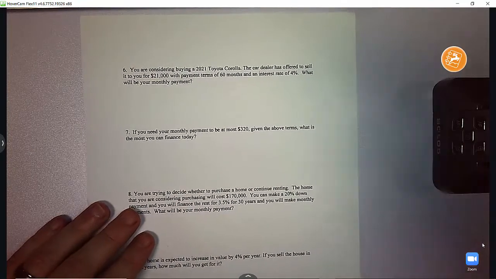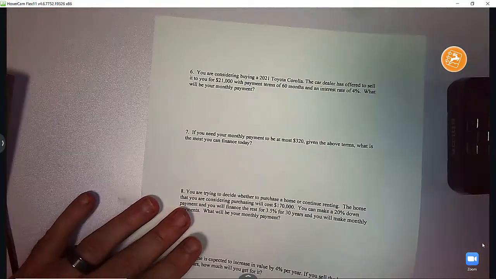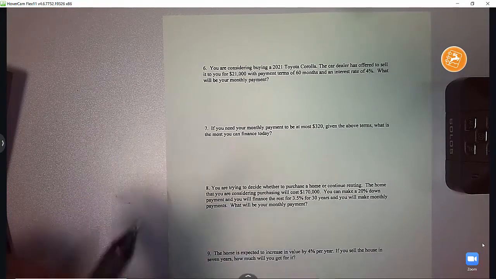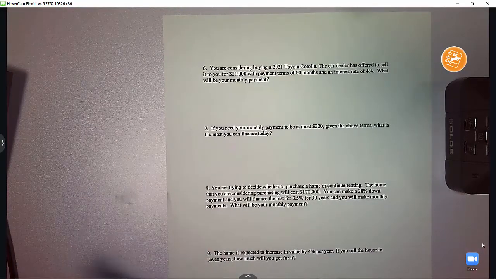So on the next page here, we're going to work on an annuity, but instead of having an annual payment, we're going to have 12 payments per year.